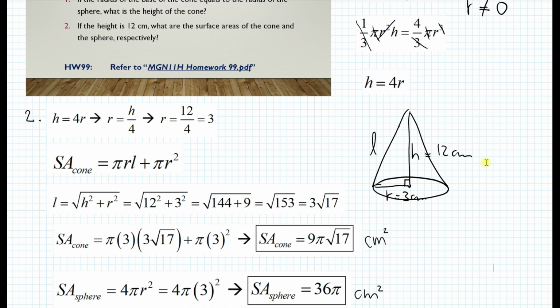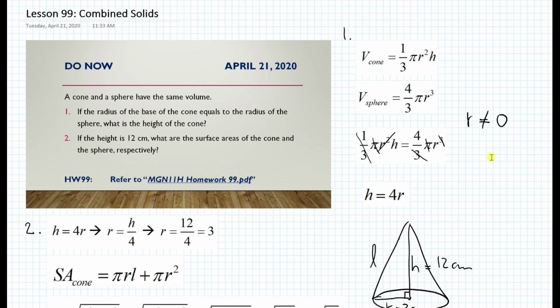Now here we're dealing with more than one solid. And as a matter of fact, today's lesson is about combinations of solids, or combined solids. So let's first define the word combined solids. What does that entail? What does that mean? And how do we proceed?